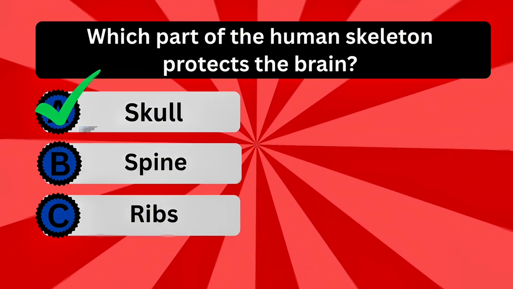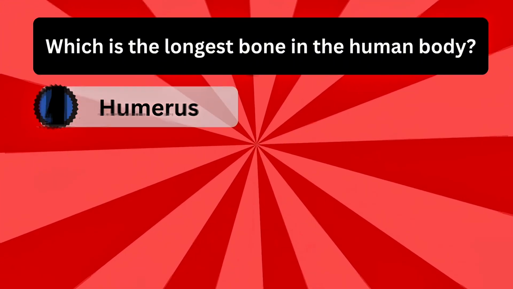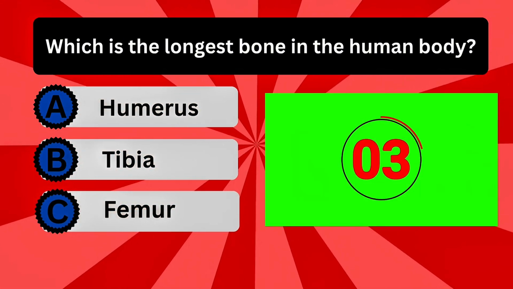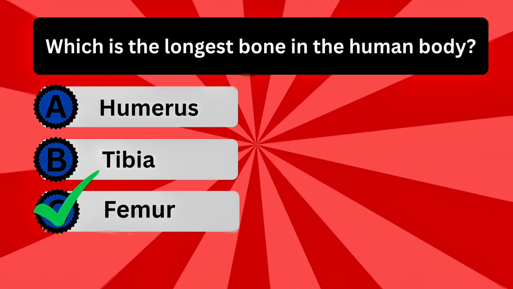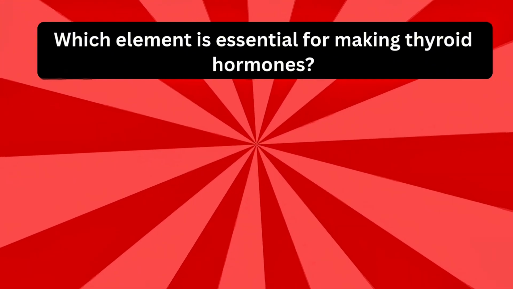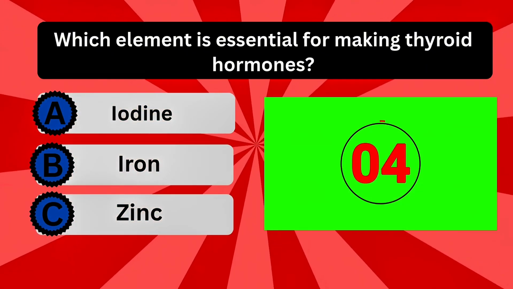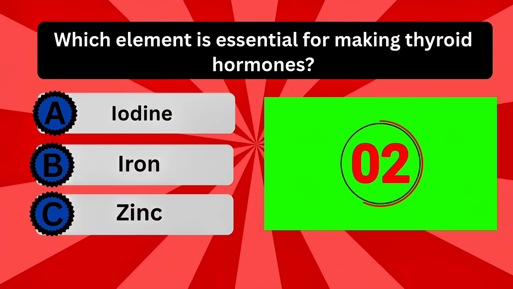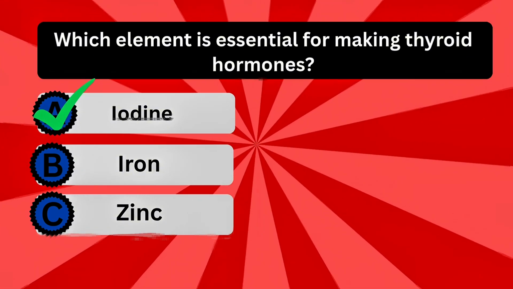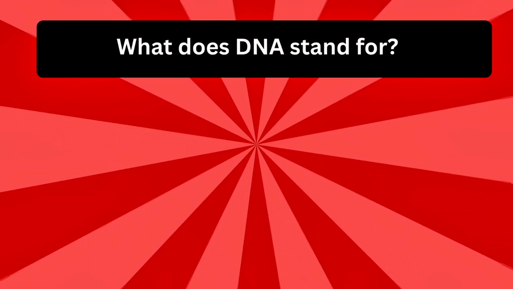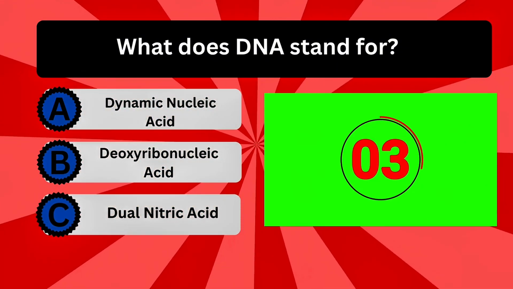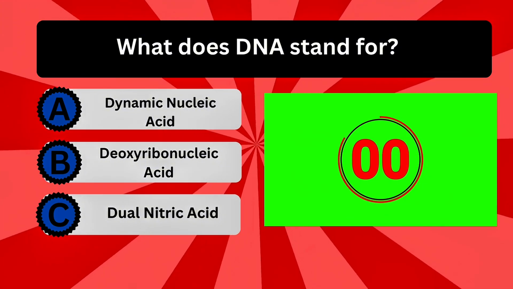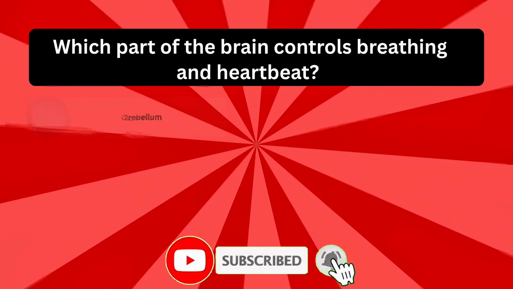Answer A, skull. Which is the longest bone in the human body? Answer C, femur. Which element is essential for making thyroid hormones? Answer A, iodine. What does DNA stand for?